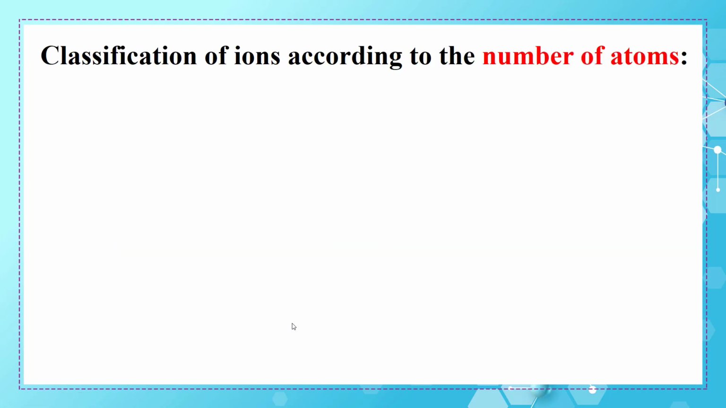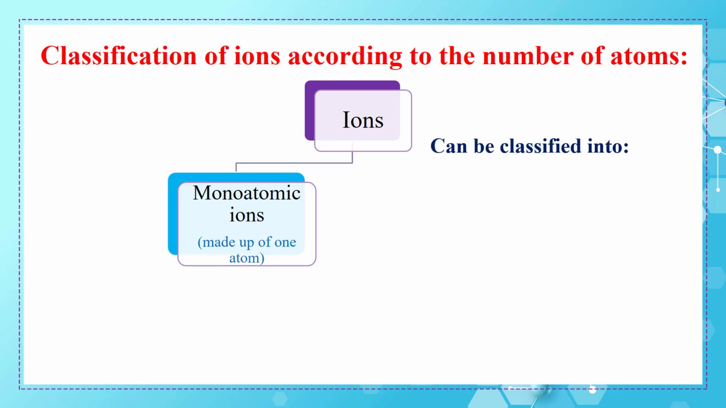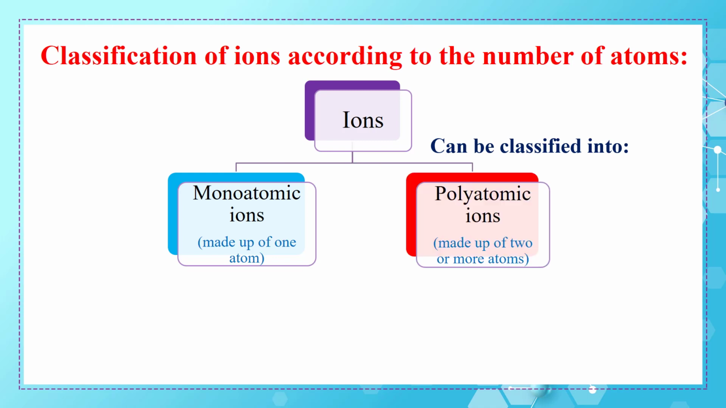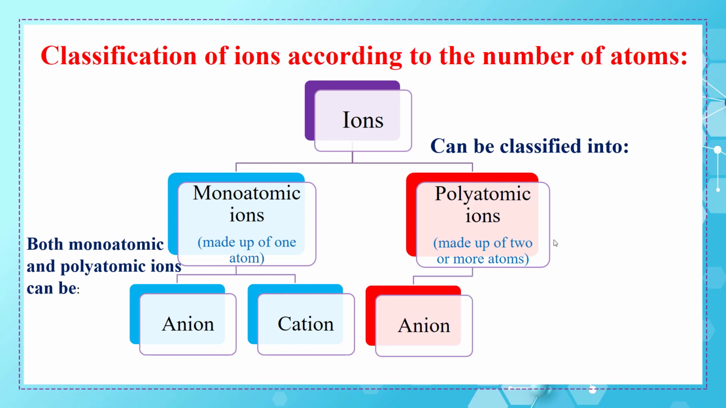So, classification of ions according to the number of atoms. As a summary, ions can be classified into monoatomic ions, which mean ion made up of one atom. At the opposite side, we have polyatomic ions, which are ions that made up of 2 or more atoms. Monoatomic ions and polyatomic ions can be anion and cation. Also, polyatomic ions can be anion or cation.